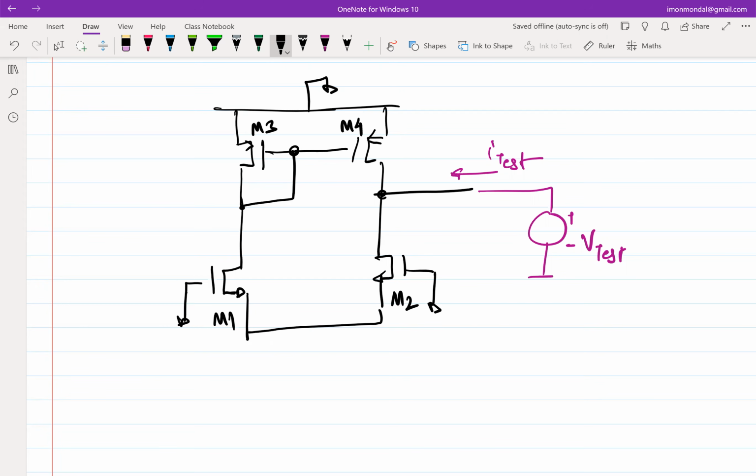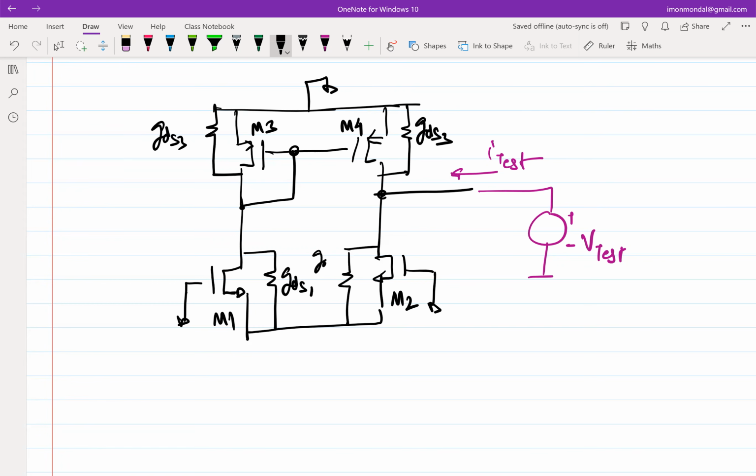We'll assume that there is a GDS associated. If M1 is identical to M2, M3 is identical to M4. By the way, I didn't make it explicit, but all this assumes that M3 also is identical to M4, because otherwise I0 by 2 wouldn't have flowed, right? So let me call it GDS3, GDS1.